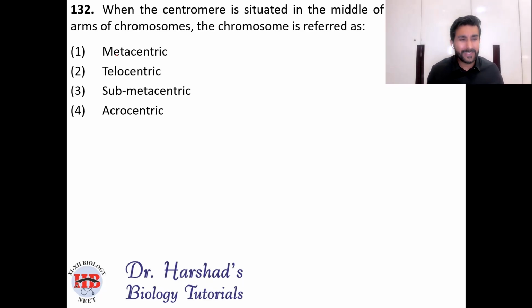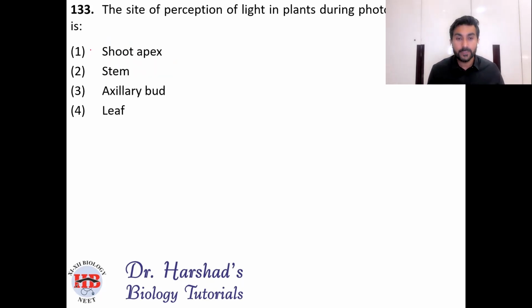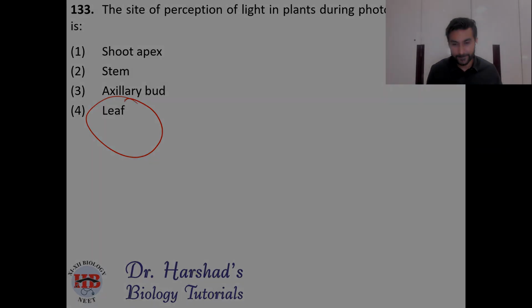When the centromere is situated in the middle with two equal arms, it is metacentric. Again, a straightforward question: a chromosome which is V-shaped with two equal arms is called a metacentric chromosome. The site of perception of light. Now, in photoperiodism, the receptors are present in the leaf. If they had asked about vernalization, the answer would have been apex. If they ask about photoperiodism, the answer is leaf.